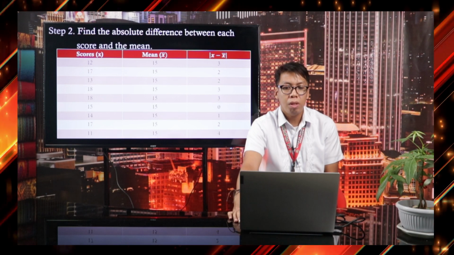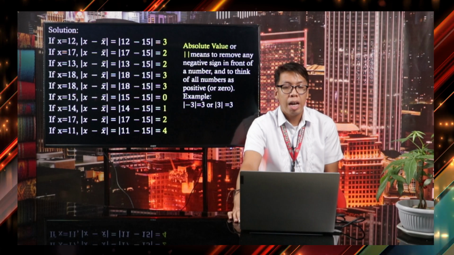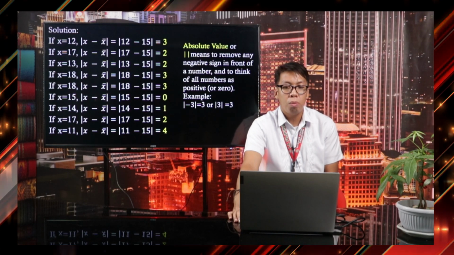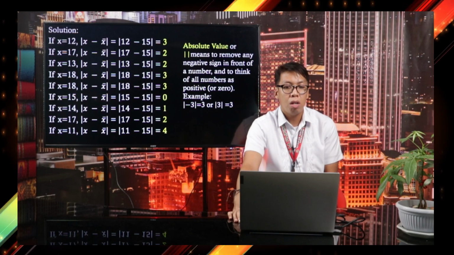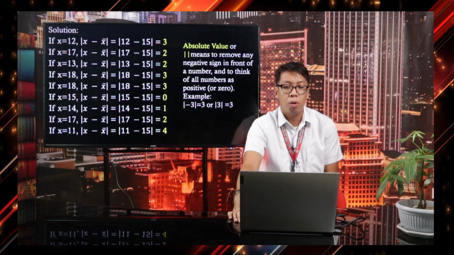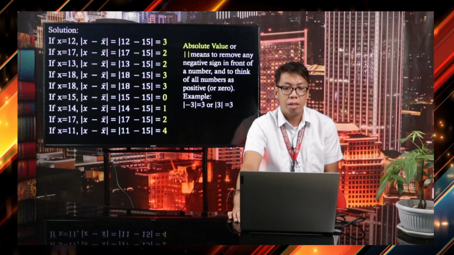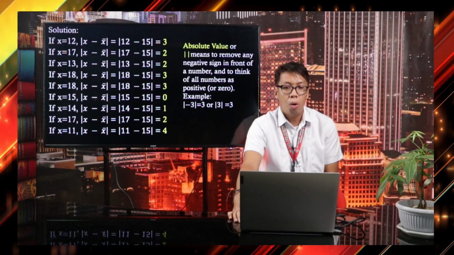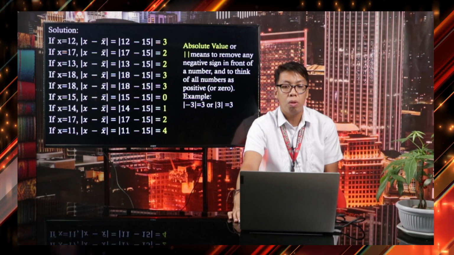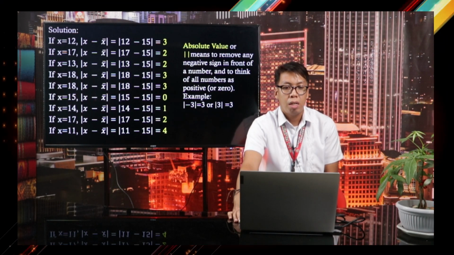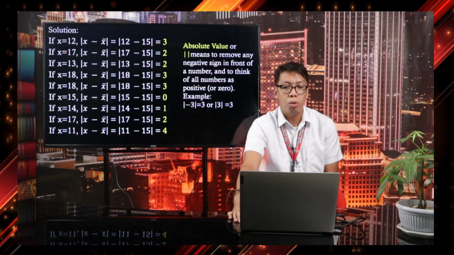Now, for the solution, the absolute value means to remove any negative sign in front of a number and to take all numbers as positive or 0. For the solution, we have x is equal to 12, or the absolute value of 12 minus 15 is equal to 3. We have x is equal to 17, or 17 minus 15 is equal to 2.